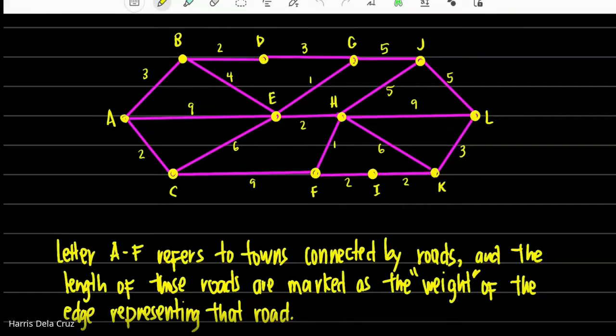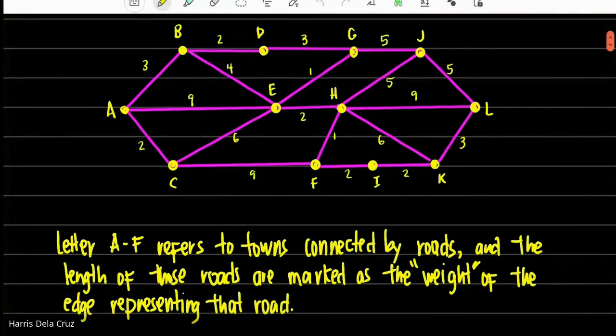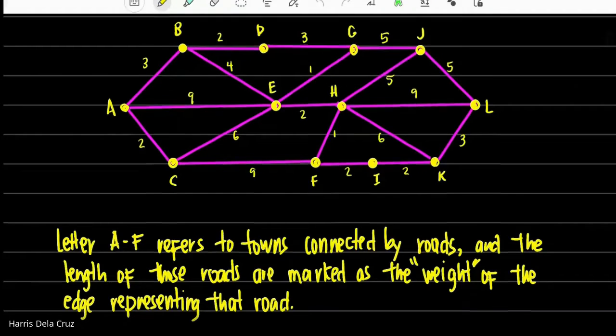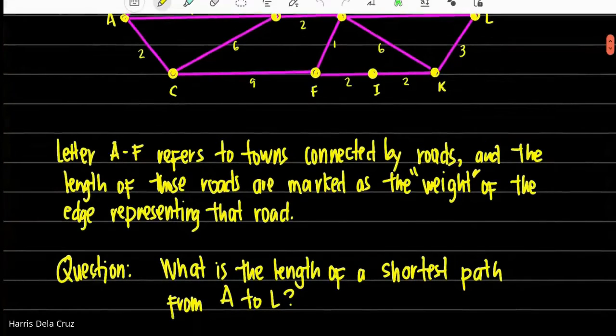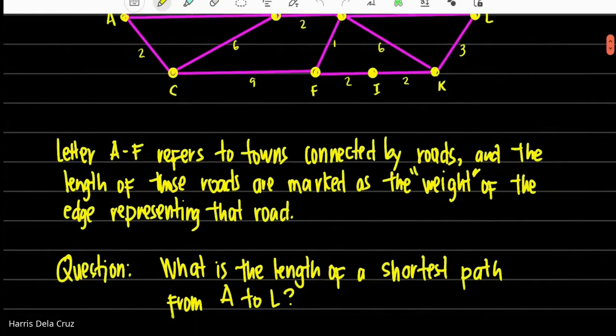So, basta ang mahalaga lang, there's a road between these towns. And the length of the road connecting these towns are represented by the weights. Okay? So, here, again, ang mga markings or ang mga weight natin ay length ng road. But of course, hindi naman kailangang length lang ng road. Pwede rin naman na iba yung weight. So, later we'll include other kinds of weight. But the question here is, what is the length of a shortest path from A to L?